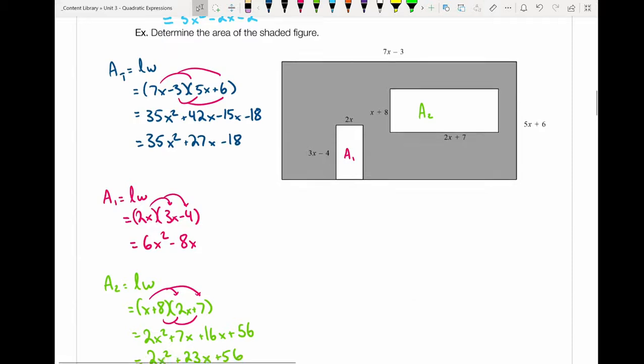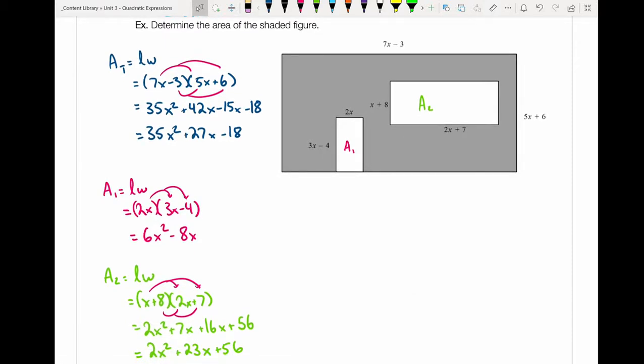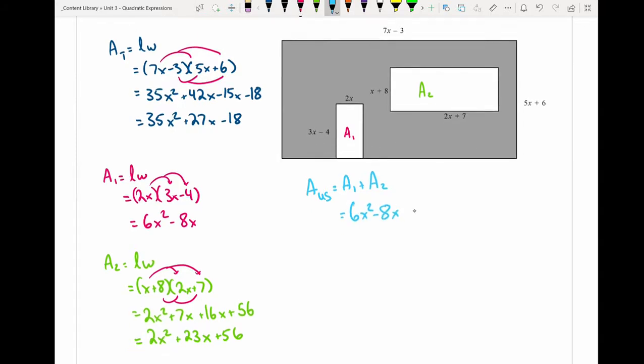So I have my areas for all the shapes, but again, I want to find the area of the shaded figure. So in order to do that, I need to find how much is not shaded, and I can do that by adding the 2 together. So the area of unshaded, or US, is equal to area 1 plus area 2. So we have 6x squared minus 8x, and because it's adding, I can just throw in the others right after it. So 2x squared plus 23x plus 56.